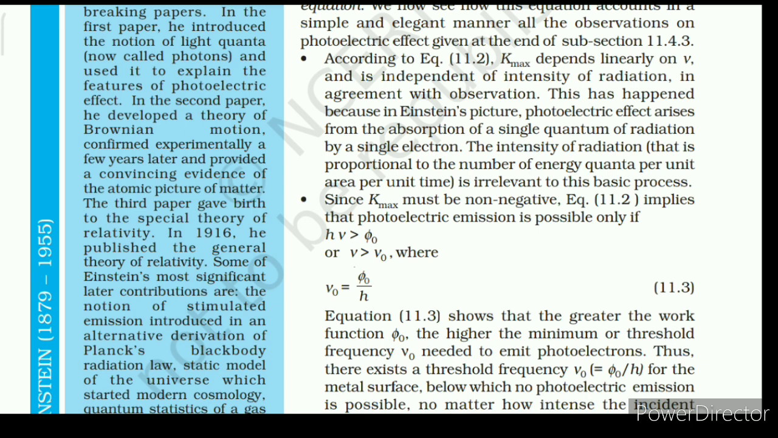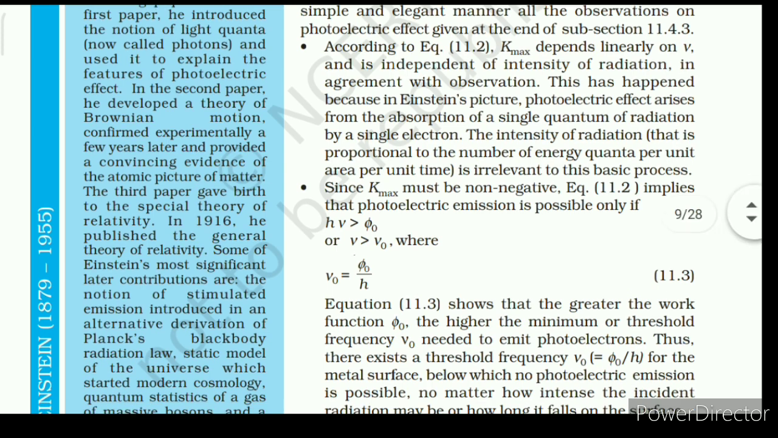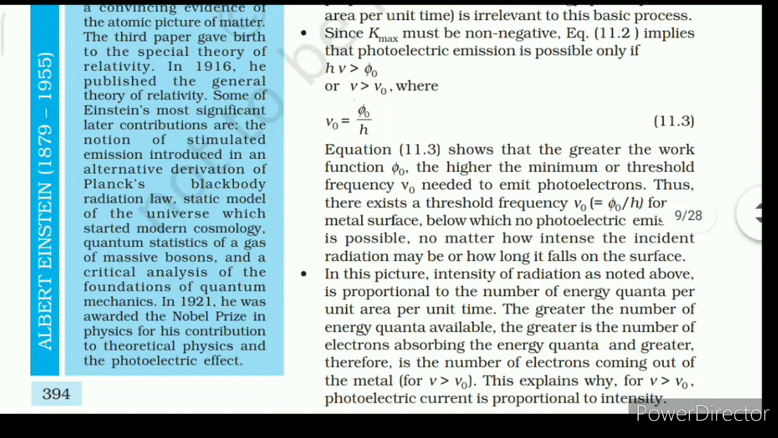Equation 11.3 shows that the greater the work function phi naught, the higher the minimum or threshold frequency nu naught needed to emit photoelectrons. Thus, there exists a threshold frequency nu naught for the metal surface, below which no photoelectric emission is possible, no matter how intense the incident radiation may be or how long it falls on the surface. In this picture, intensity of radiation, as noted above, is proportional to the number of energy quanta per unit area per unit time.